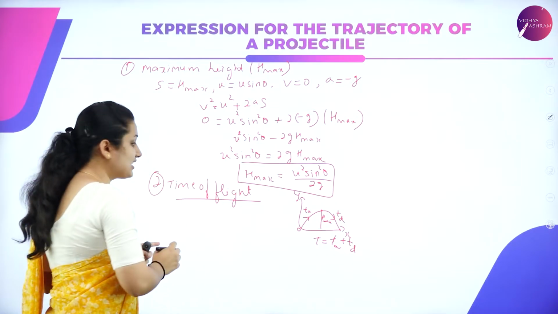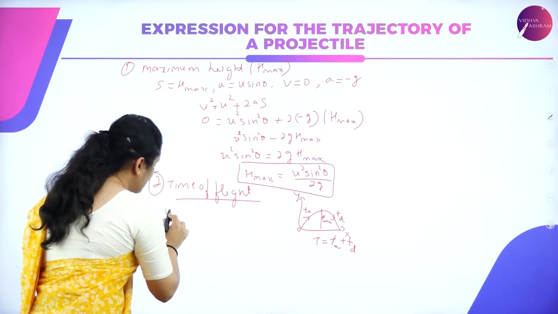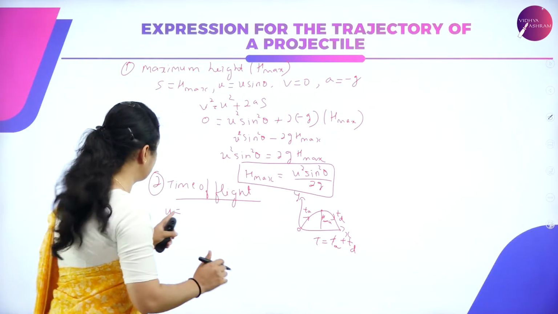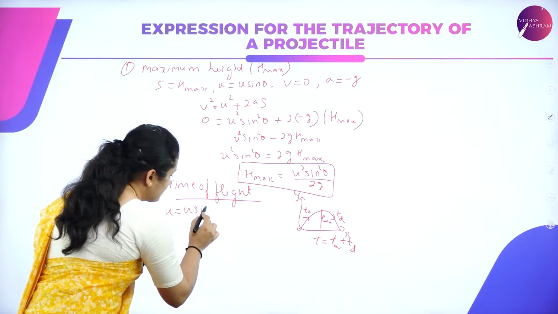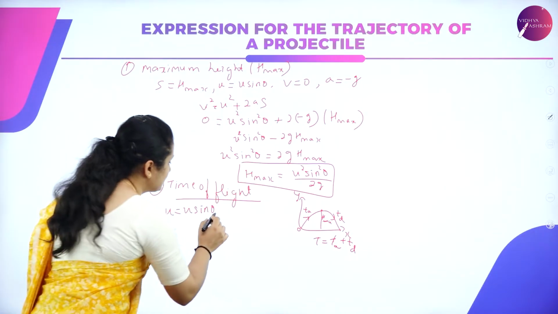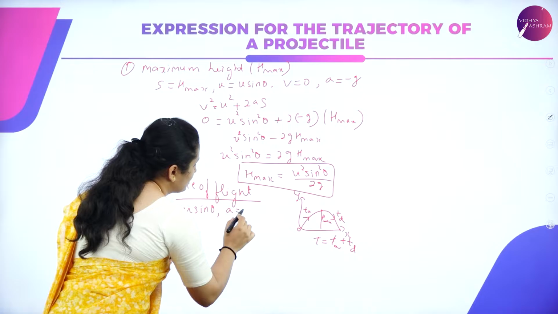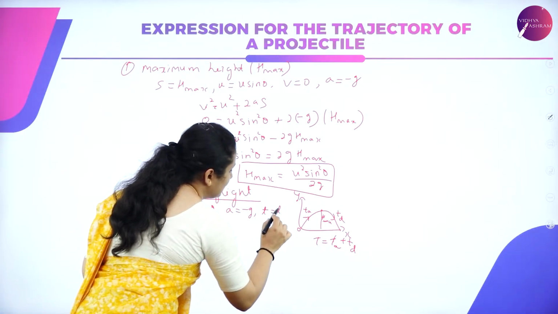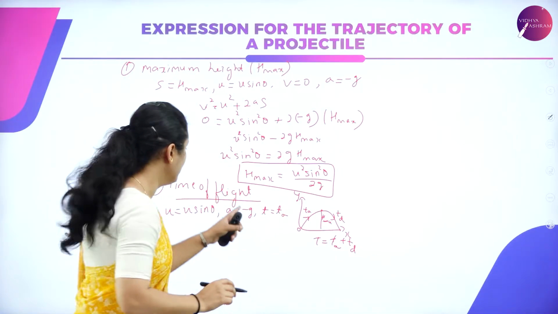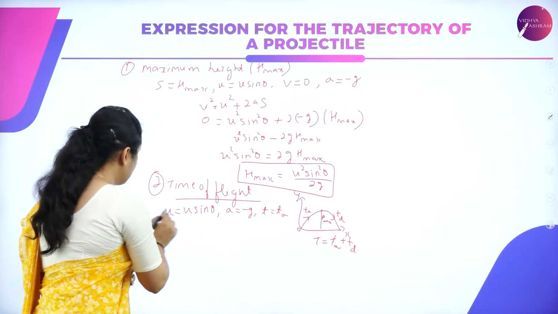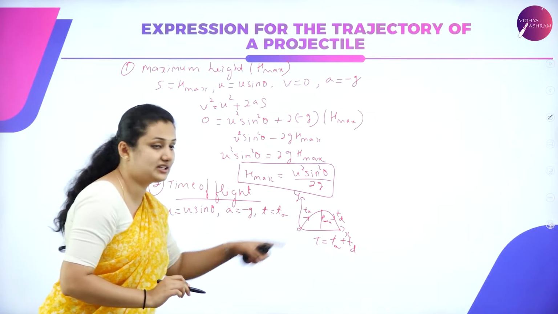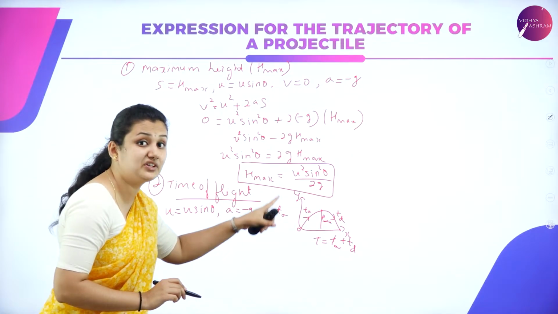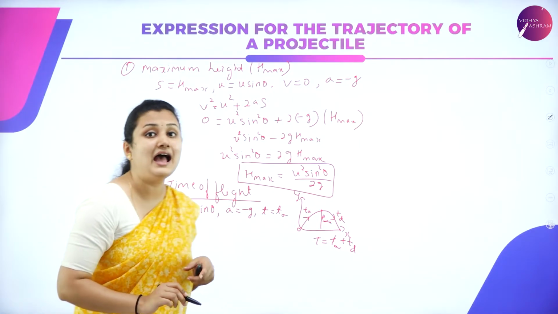For time of flight, what is the consideration you have to take? We are considering the initial velocity, which is u sine theta along the y-axis, and a is equal to minus g, and time is equal to ta. What is left? The final velocity at the peak is 0. Now I have u, I have a, I have time. I have to obtain the expression with respect to time.